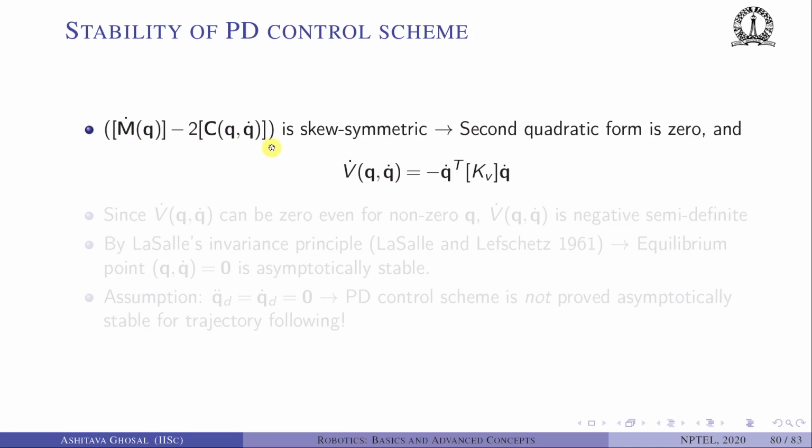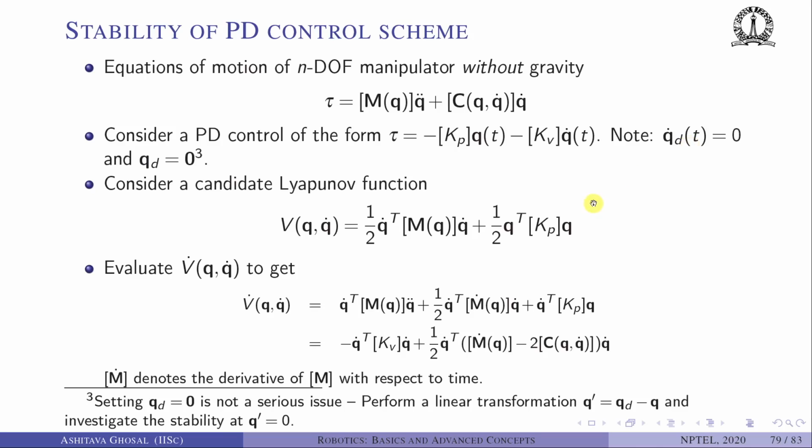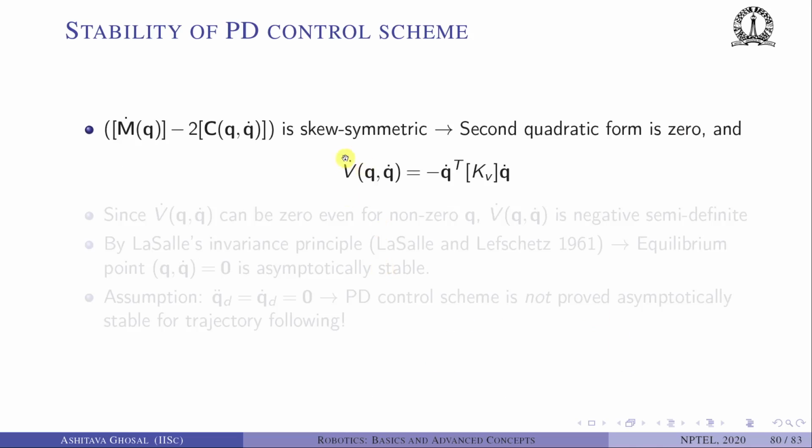Skew symmetric means the diagonal terms are 0. We can prove this; you can take this as homework and try it yourself. If you have a skew symmetric matrix, the quadratic form is 0. What do you mean by this? Half q dot transpose times some skew symmetric matrix times q dot will be 0. Hence V dot is minus q dot transpose Kv q dot.